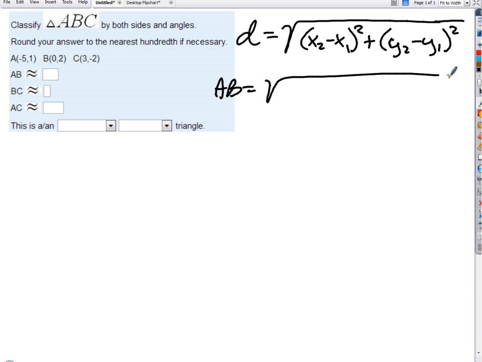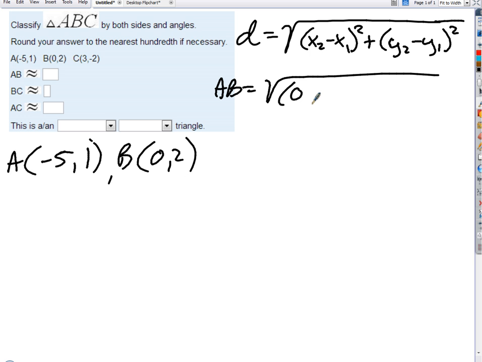Now for AB, let me write these down again. Here's A. I'll make them a little bigger so you can see them. A has coordinates negative 5, 1. B has coordinates 0, 2. So what am I subtracting from what in the distance formula for AB? 0 minus negative 5, so 0 plus 5 squared plus 2 minus 1, right? That makes sense?